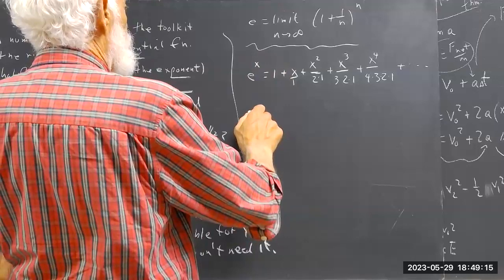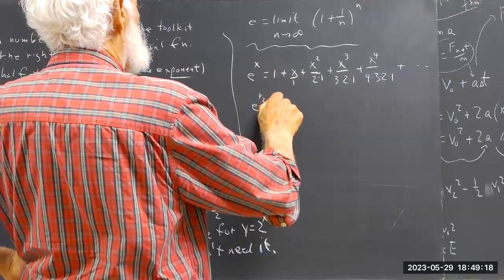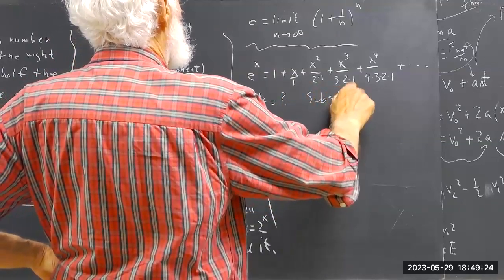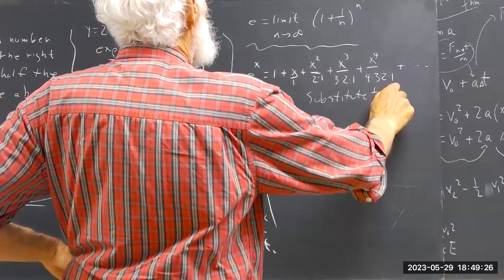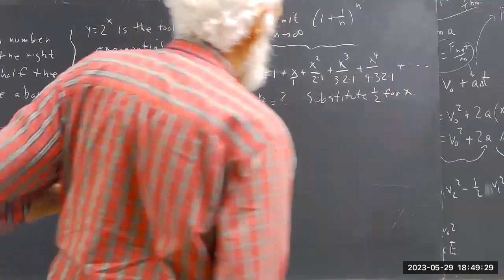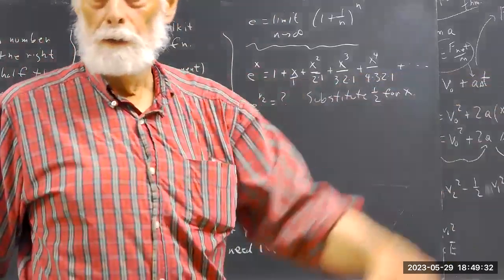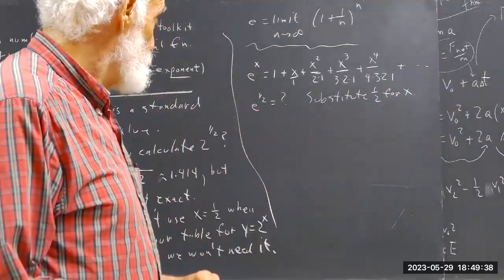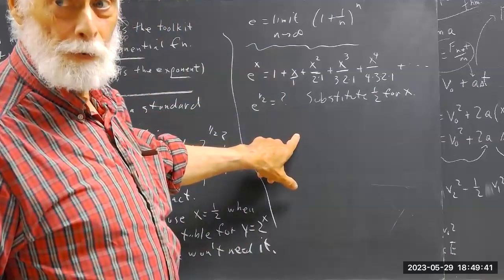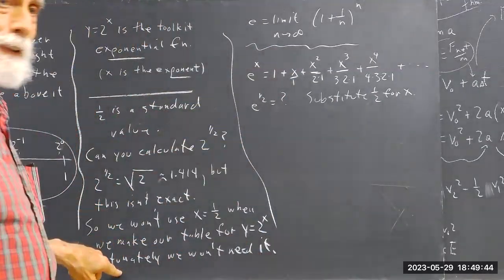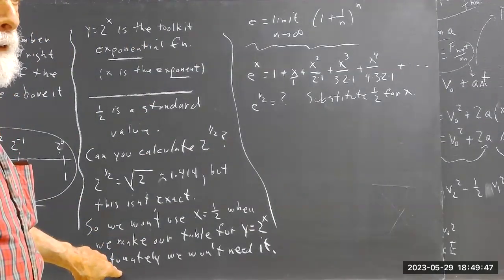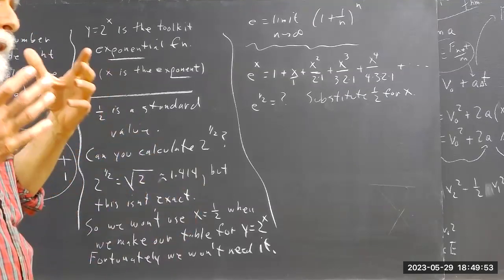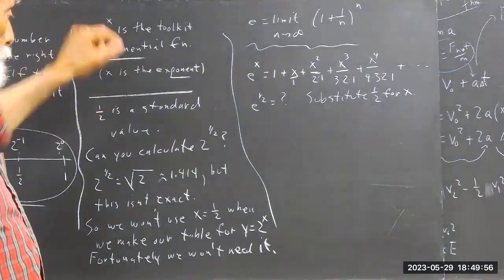So that e to the 1/2, let's do 1/2 for x, and then just start calculating. Let me know when you're done. Well, you're never done. It's never finished. Okay. Since you don't want to have to do this, I'm going to disallow it from the basic table, the standard value table of the basic toolkit exponential function.